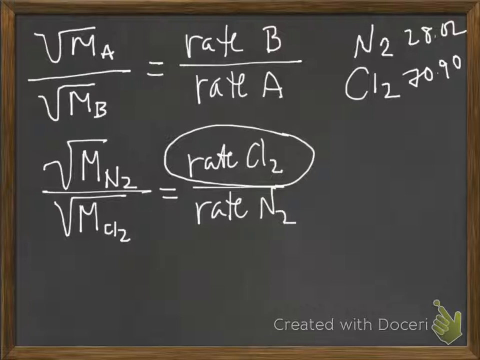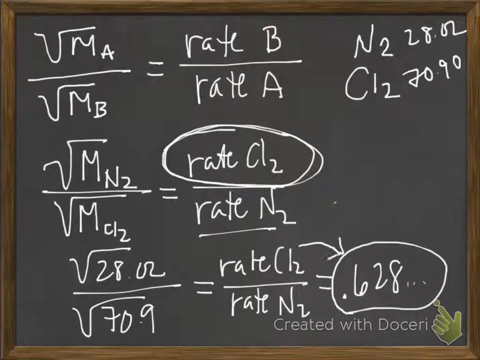You can put either one on top, you know that. You can arrange it either way. If you put the heavier element on the top over on the rate column and the lighter one on the bottom, you get a number that's a little bit easier to work with. This is one of those kinds of problems where you can get the right number and still get the wrong answer. Chlorine effuses at 6.28 times the rate of nitrogen.